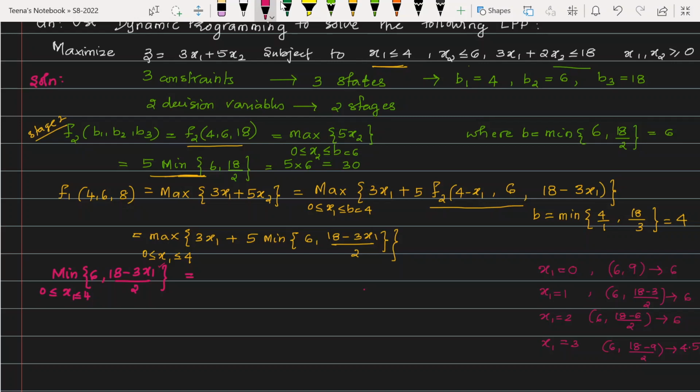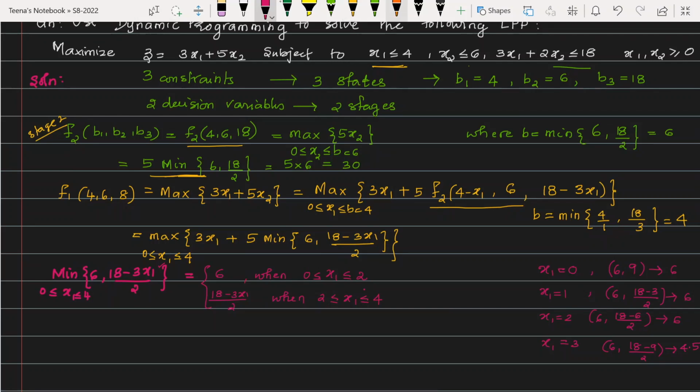So let us conclude this. So there are two possibilities. One is the minimum value can be 6 when 0 less than or equal to x1 less than or equal to 2, and the minimum value is 18 minus 3x1 by 2 when 2 less than or equal to x1 less than or equal to 4. So we got this minimum value in the first case.